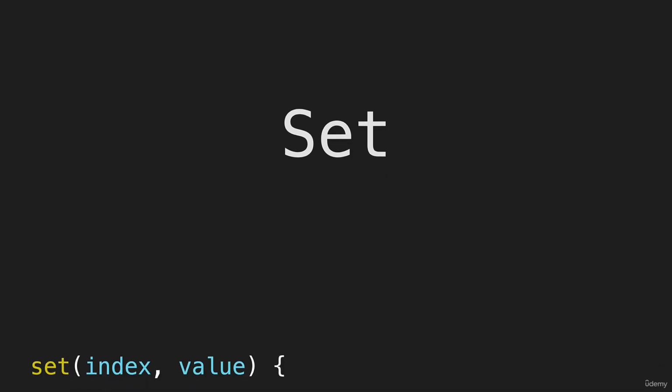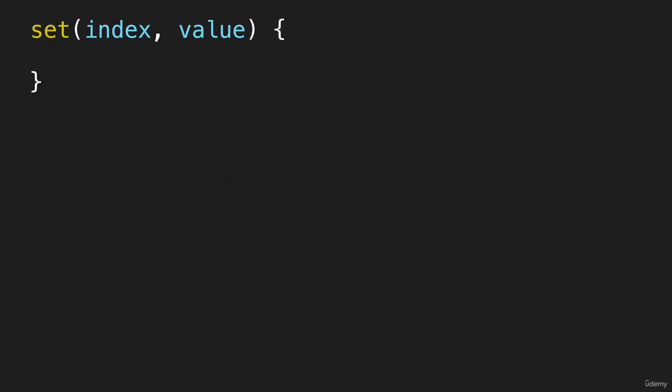Okay, so now let's do our set method. It's very similar to get, and I'm just going to bring this up like this. But instead of just getting something at an index, we're going to go to that index and change the value of the item at that index. So there's not much more to explain than that.